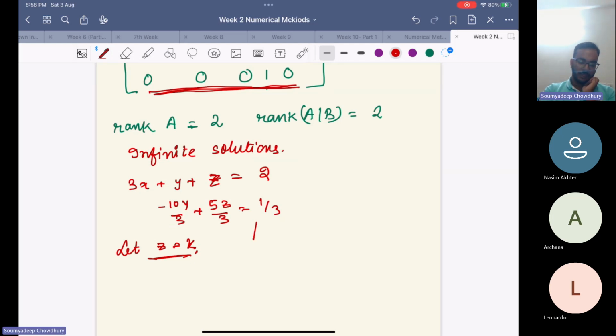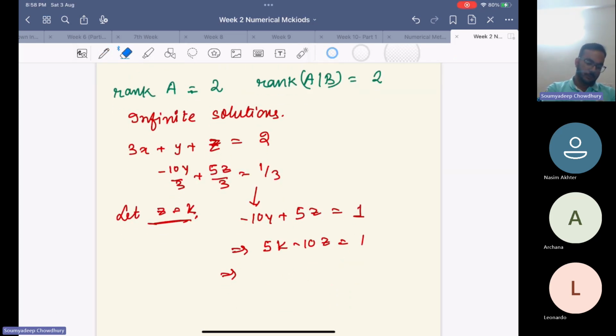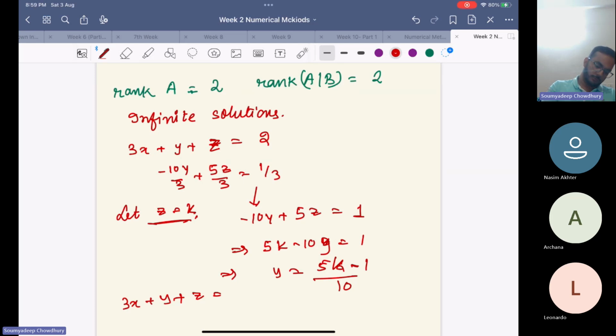So from this second equation, we will have 5k minus 10y equal to 1. Sorry, 5z equal to k, so 5k minus 10y equal to 1. Y we have to find out, right? So 10y equal to 5k minus 1, so y is 5k minus 1 by 10.